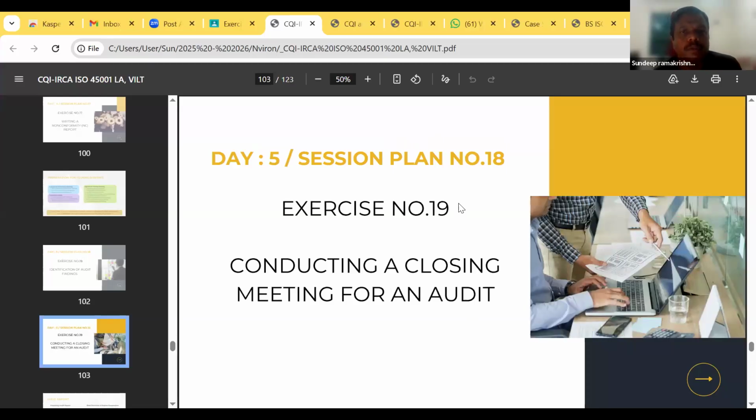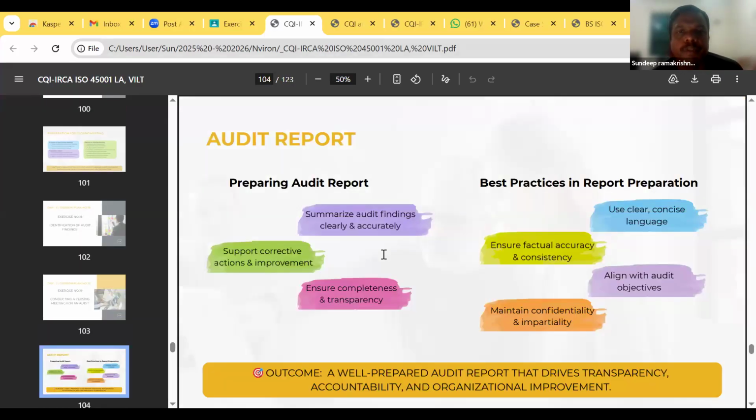So then you have to conduct this closing meeting. Right, delegates? With all your findings, you'll have to conduct the closing meeting similar to an opening meeting. The requirements are there in the 19011 standard. We will not be doing this exercise now.